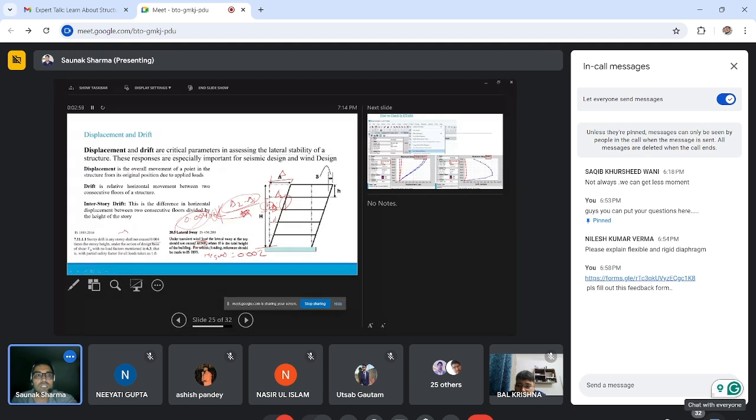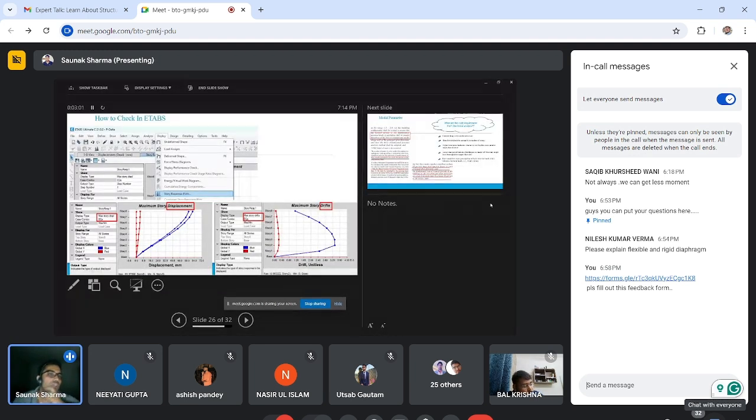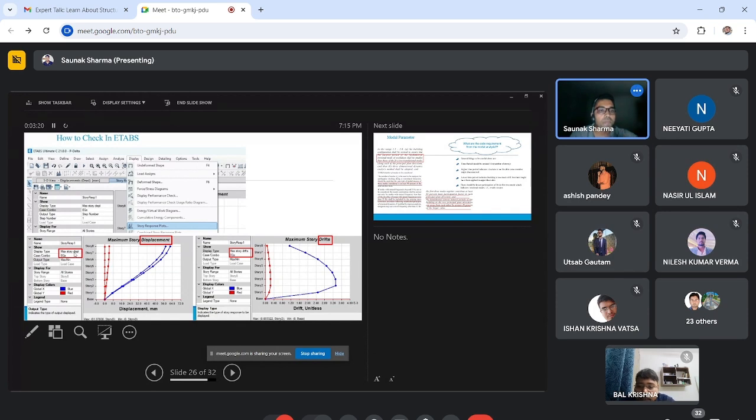So if we see in ETABS how it is done, if we run the model and go to display story response plot, here are the maximum story displacements in the x direction, and we consider the y direction here also. So this is displacement. Displacement can be taken as 0.004 times the whole height of the building. That can be the limit. We check with this maximum value. Here the maximum value is given.